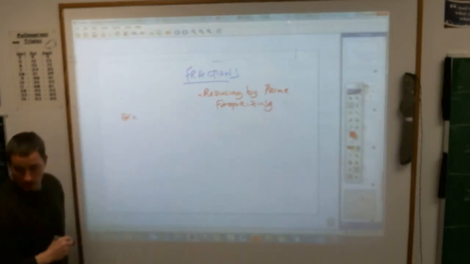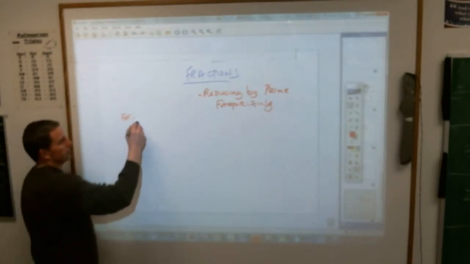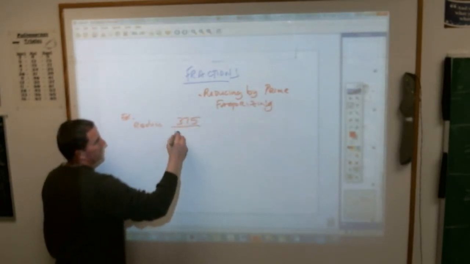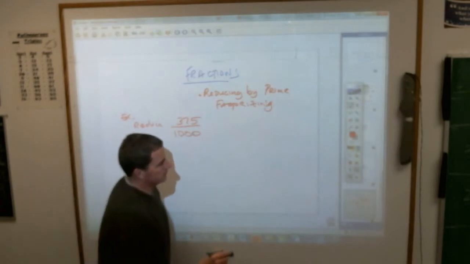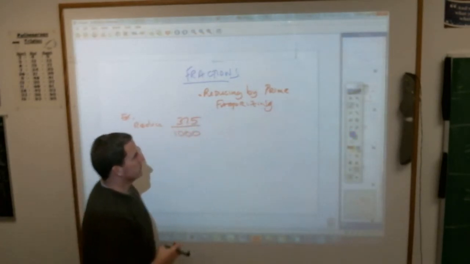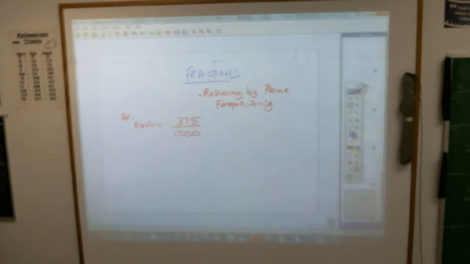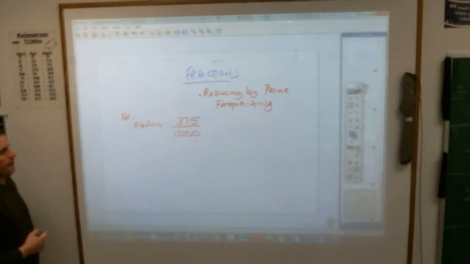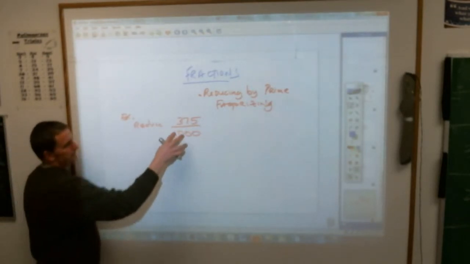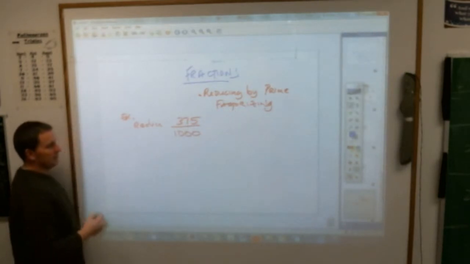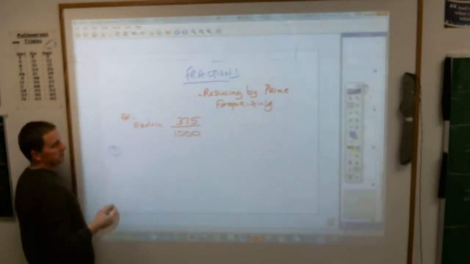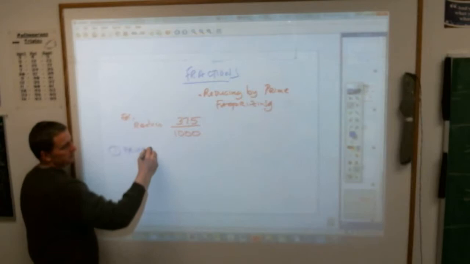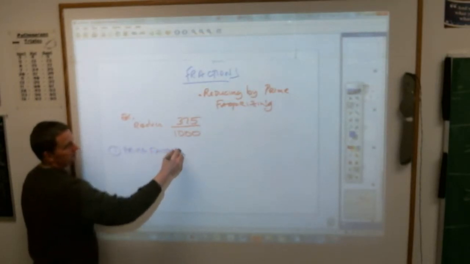Example: reduce 375 over 1,000. Give you all a chance to write that down before we go into the excitement of this. If you're asked to reduce these big fractions by prime factorizing, your first step, boys and girls, this might be surprising to you, is you need to prime factorize top and bottom.